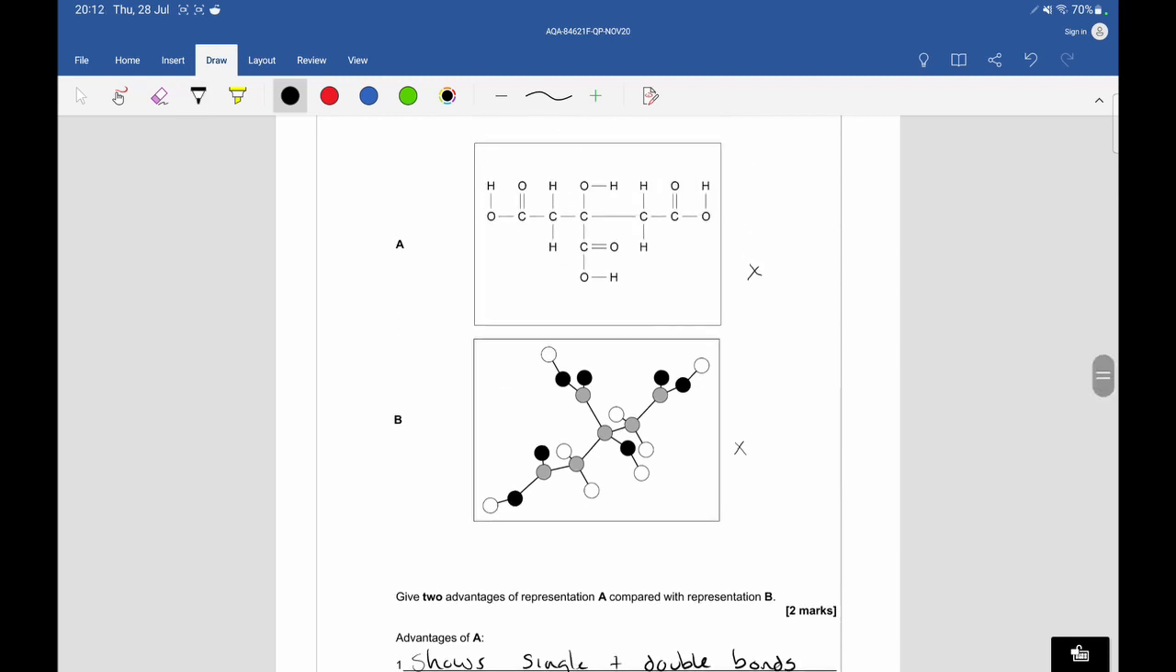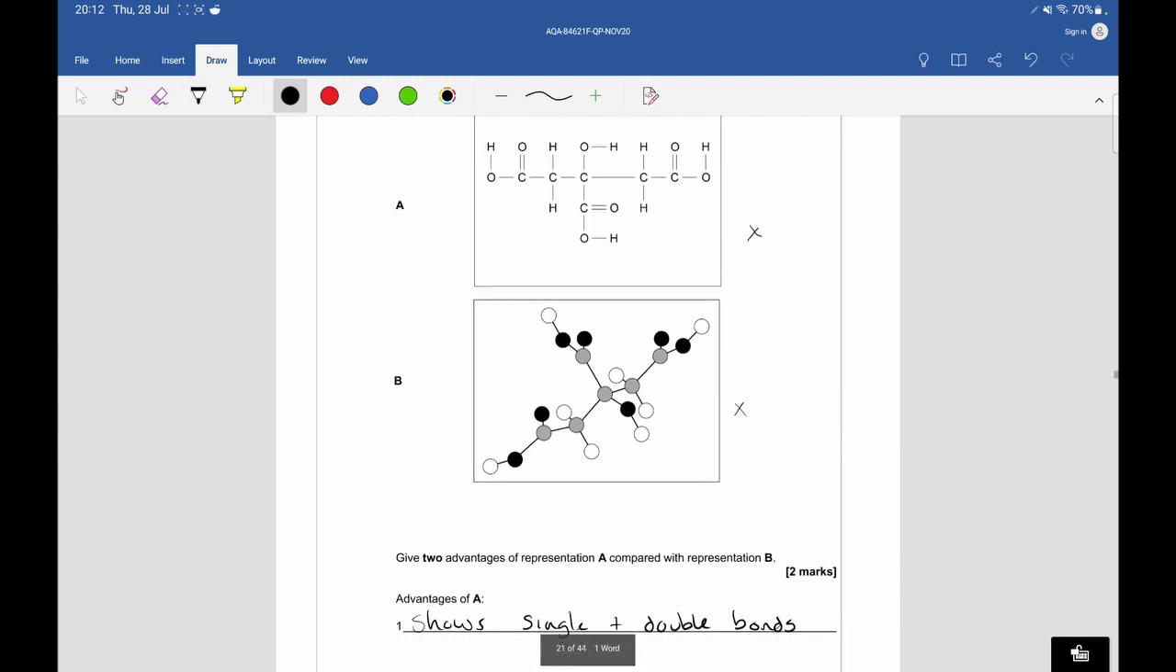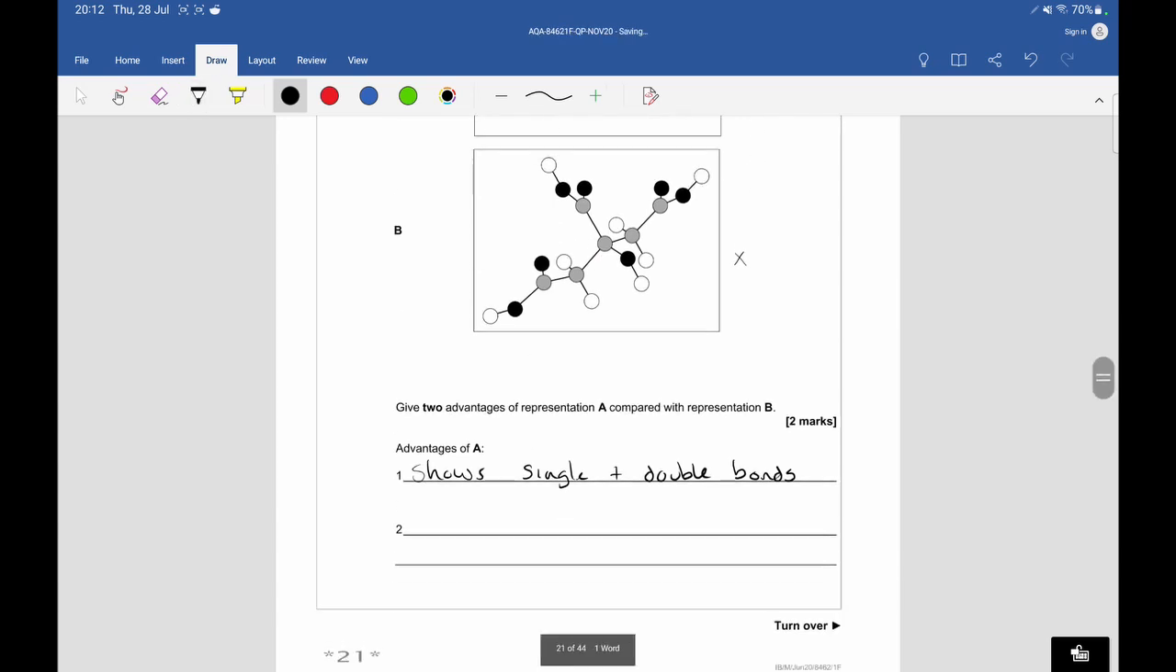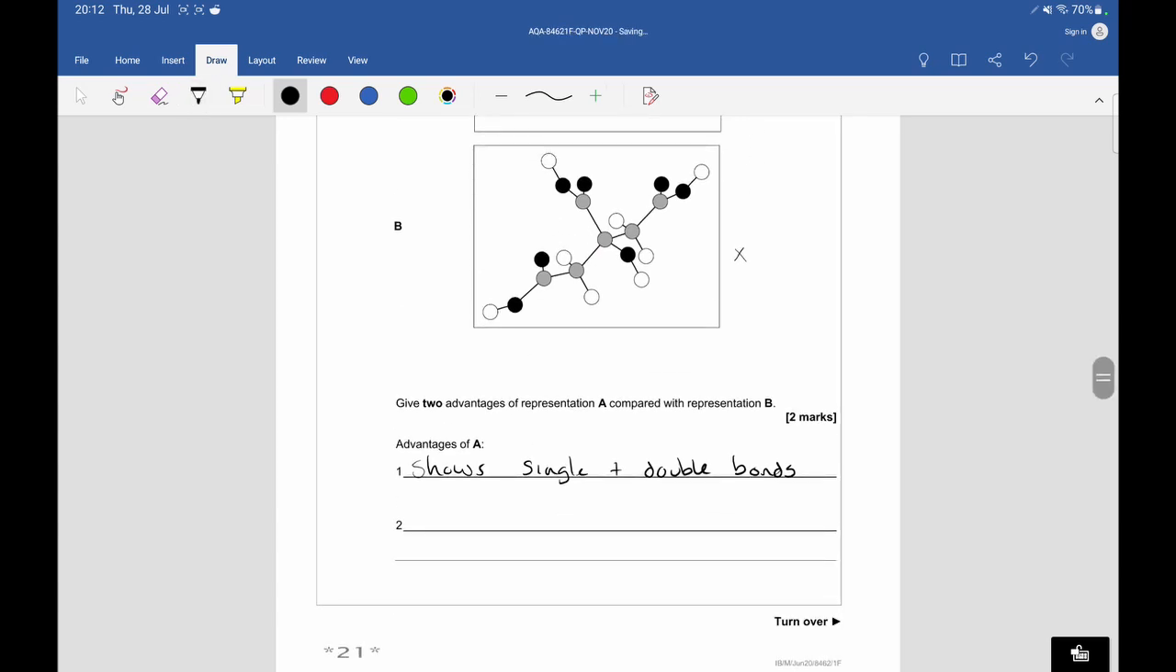I can't see any double bonds at all in diagram B, so I know that's a problem that we have there. The other problem I have here is I've got different atoms and they're different colours, so I know there's different substances there, but I don't know specifically what they are. And so A shows which atom is which element.